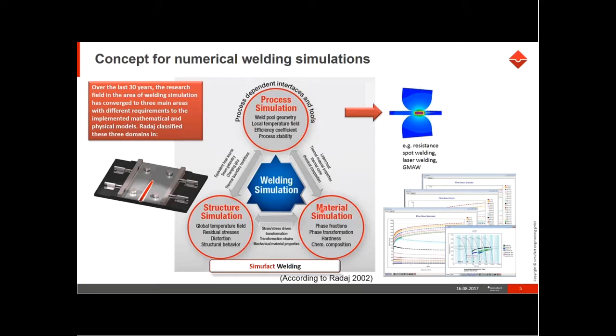Then we have, of course, the material simulation, where you take care of the material properties, phase transformation, hardness, chemical composition. And then, of course, there is structural simulation, and all these three types of simulations need to be linked together. So, as I already pointed out, the process simulation is usually something that you would approach with a CFD code. The structural and material simulation can be done with FEM codes or with a structural simulation.